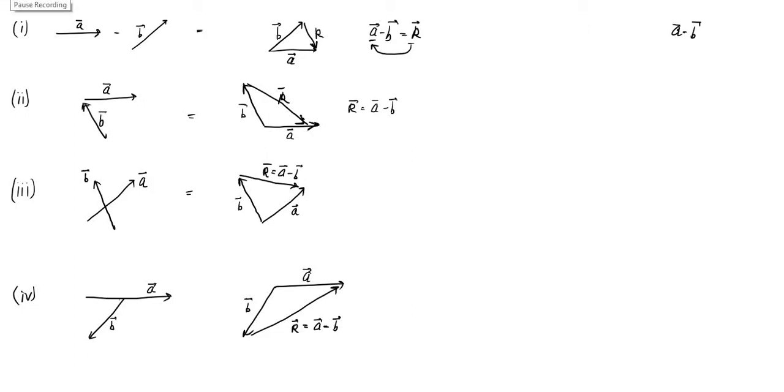Now let us try to see the second method. So this is method 2. Here, if we want to subtract two vectors, let us say we want to subtract vector B from vector A, and we need to determine vector A minus vector B. We have already defined the negative of a vector, so this operation can be written as vector A plus minus of vector B.